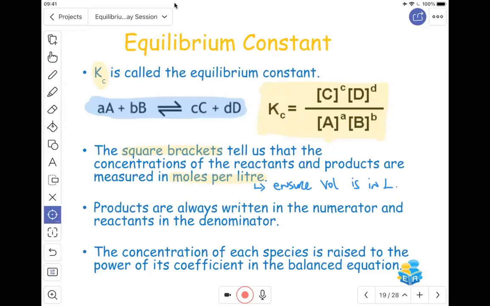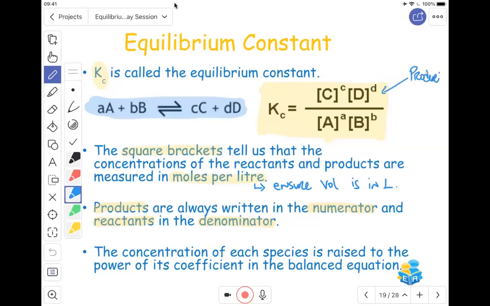If we take a look here, we can see that C and D are at the top of our equilibrium constant formula. And we can see that C and D are our products. And that is true all of the time. Products are always written in the numerator and reactants will always be written in the denominator. That basically means products on top, reactants on the bottom. And we can see that here we've got our products on the top, and we've got our reactants on the bottom.